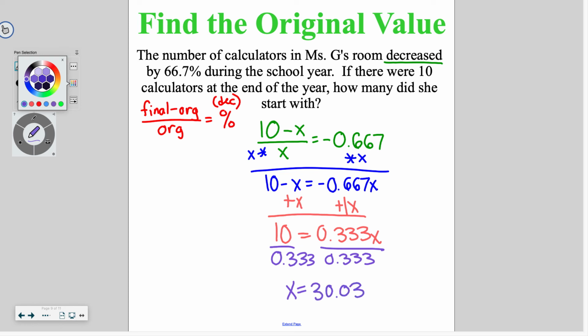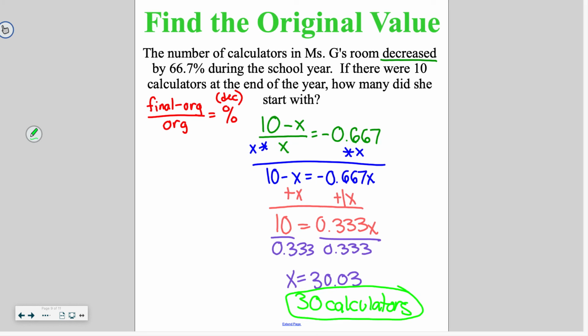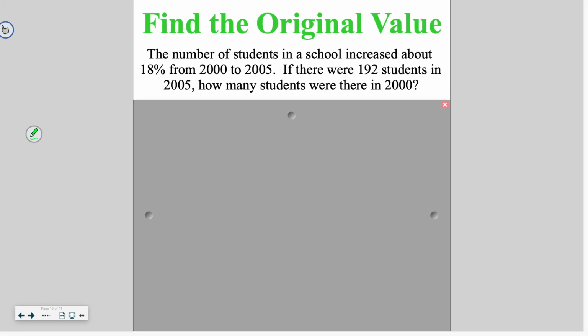30.03. Now, since we are talking about calculators, and we can't have 0.03 of a calculator, you would say that I started the year with 30 calculators. Go ahead and use the percent of change equation to try this one on your own.